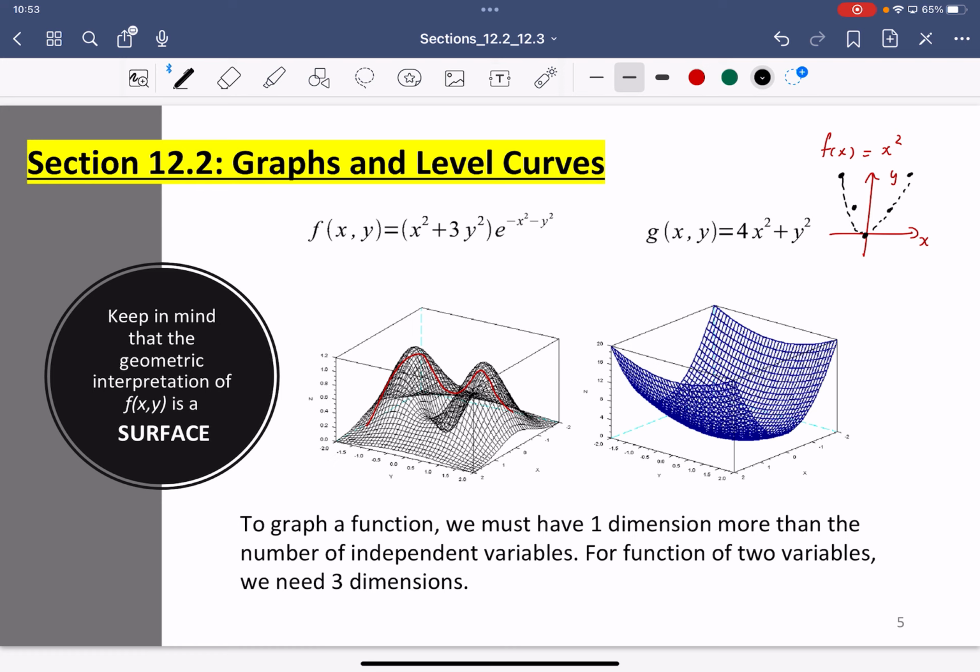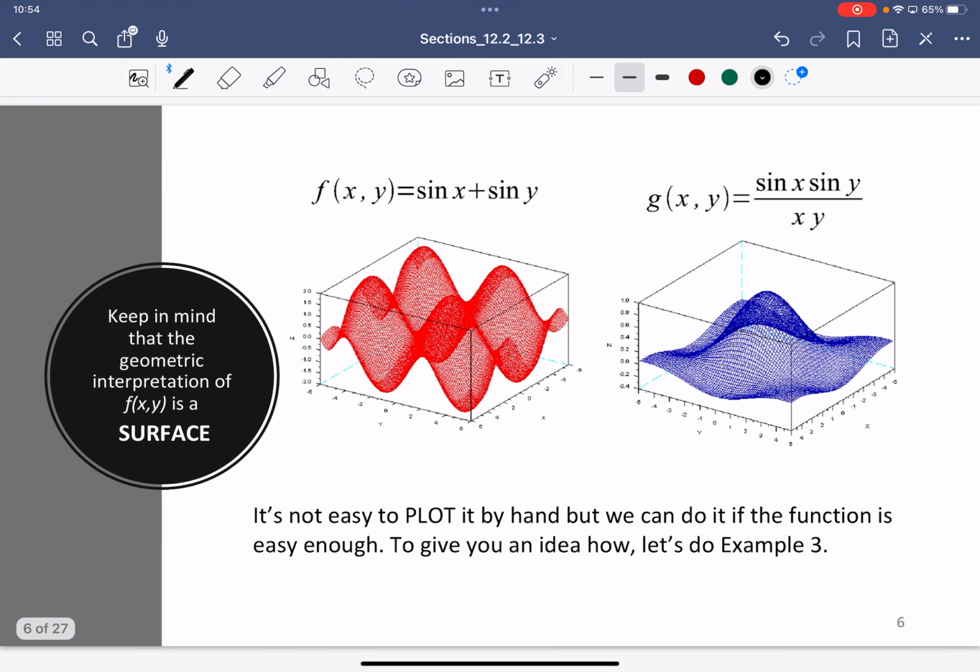But for a surface in 2 dimensions, it's going to be different. Even if you plot a lot of points, you don't see the picture. So let's see how to graph it. You can see here a lot of complicated functions that you can graph by using a computer. So let's see how to plot it by hand.